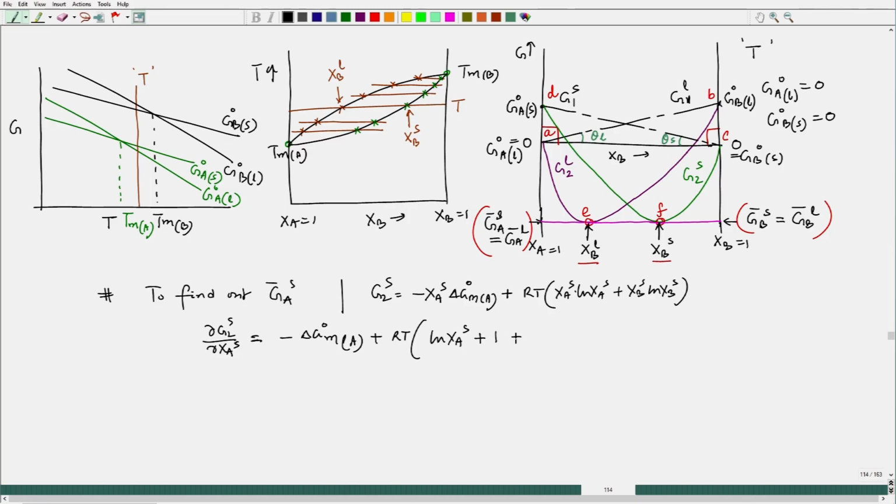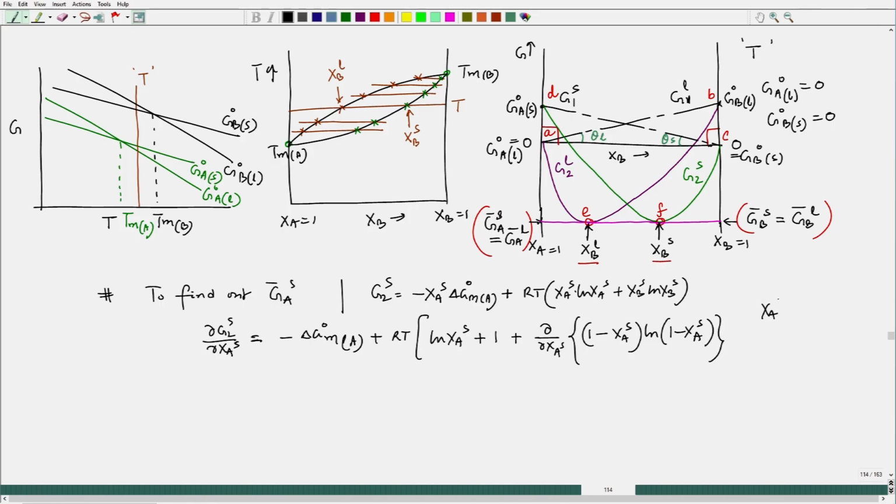Now this can be written as d dxas, let me put it like this, this 1 minus XA solid ln 1 minus XA solid.